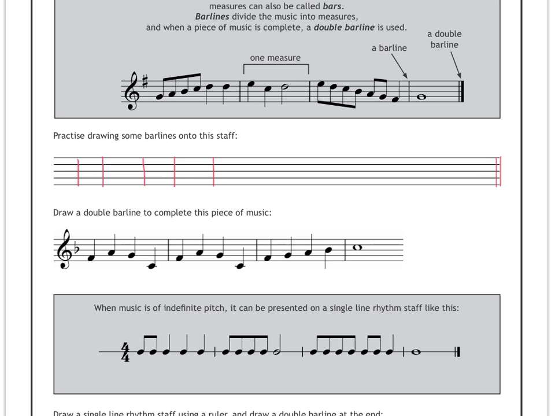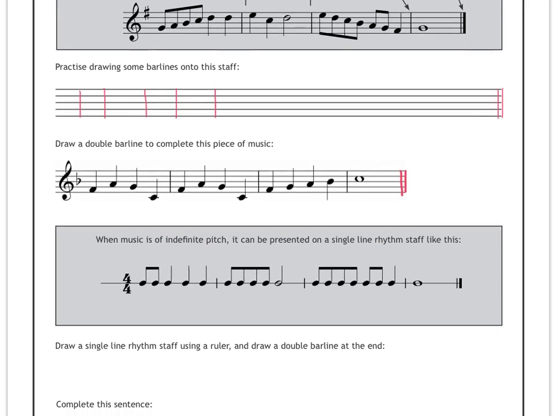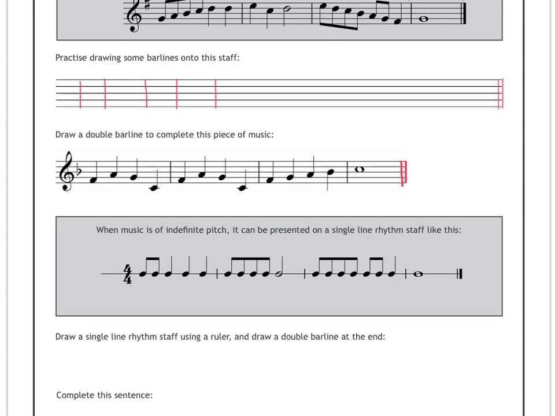And that's exactly what it says here. Draw a double bar line to complete the piece of music. Easy as pie. Okay, nothing to it. All right, so that's essentially what bar lines and bars are, okay? Now, between the bar lines, where we have the actual bars or measures, is where the music happens, okay?